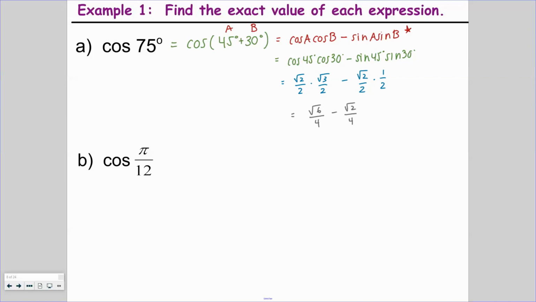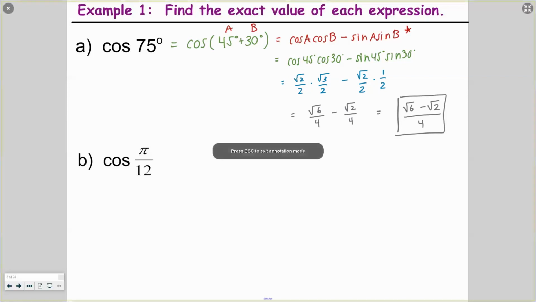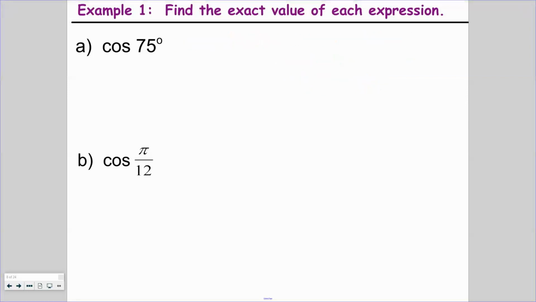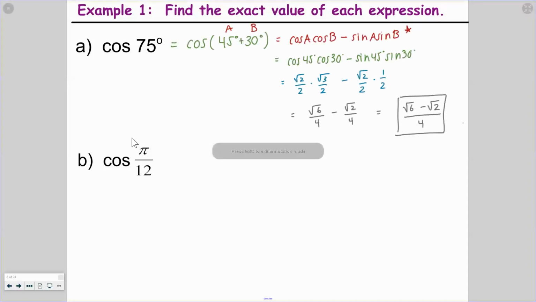Exact answers only means no decimals. So the only thing that I can do is I can just write everything over a common denominator. This just becomes the square root of 6 minus the square root of 2 over 4. Can't go any further than that.